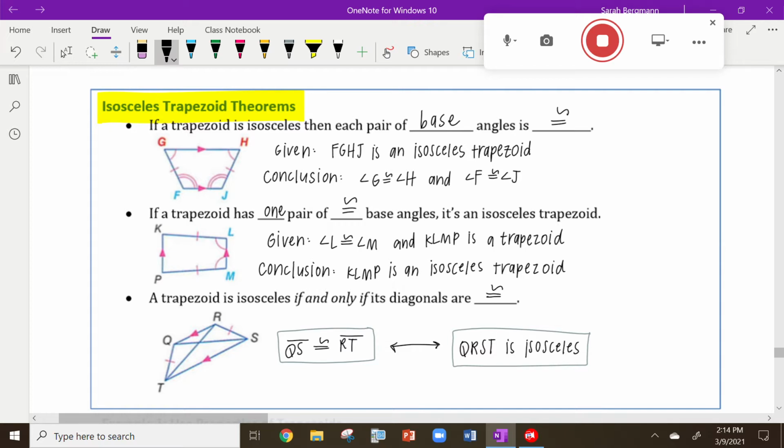And finally, if a trapezoid is isosceles, you'll know that its diagonals are congruent, and it also works the other way around. If you know that a trapezoid has congruent diagonals, you can conclude that it's isosceles.